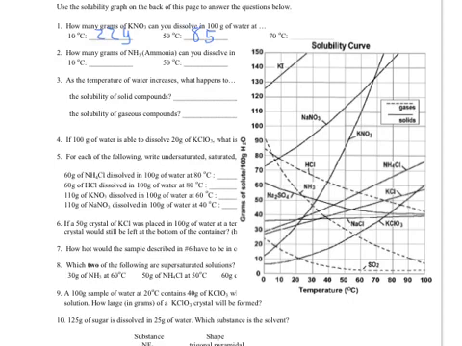Number two, how many grams of NH3? Here's NH3, so we're talking about this one here. It's a gas, and it goes down as temperature goes up. How many grams of ammonia could I dissolve in, again, 100 grams of water at 10 degrees Celsius? So I go over to 10 degrees Celsius, and I see it looks like I could dissolve 70. But at 50 degrees, I could only dissolve, it looks like, about 30.